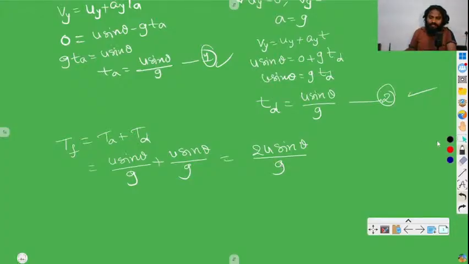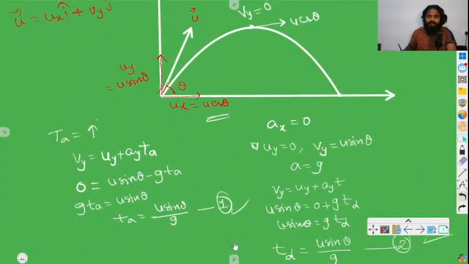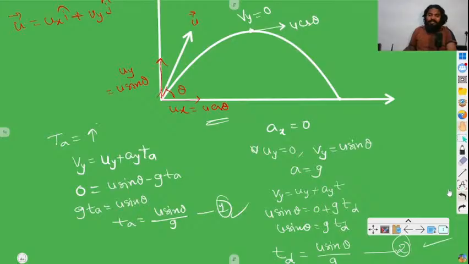Now let's find out the maximum height. What does maximum height mean? Maximum height is the vertical height reached by the projectile in its journey. If you observe this, I can write like this here: from here to here, this is the maximum height. This is the maximum height it has reached, and it is called maximum height because it is measured vertically, not horizontally.